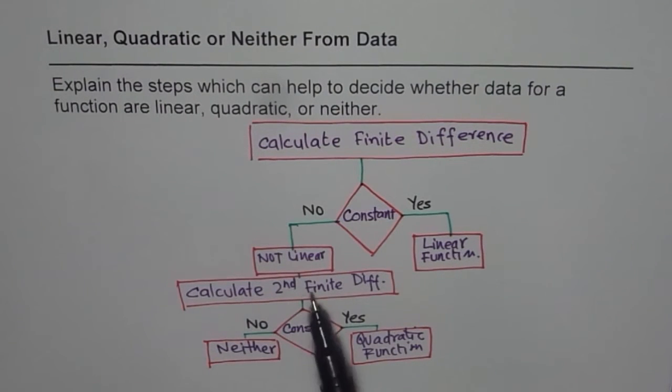Then again calculate the finite difference. This is the second time we are doing it, so we call it the second finite difference. If the second finite difference is constant, then this is a polynomial of degree 2, which we call a quadratic function. If it is not constant, then it's neither linear nor quadratic. So we'll leave it for the time being here.